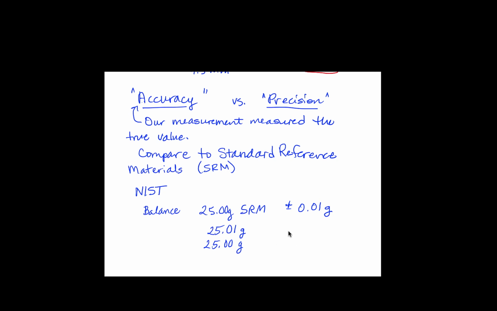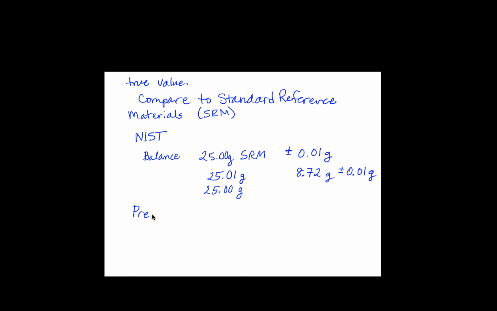And now when I measure some other sample, some unknown sample, and it says that it's 8.72 grams, I know that this is probably the accurate measurement within plus or minus 0.01 gram. So that's what accuracy is. Precision is whether or not we get the same answer within tolerance, the same measurement every single time. It could be the wrong measurement and still be precise within tolerance.